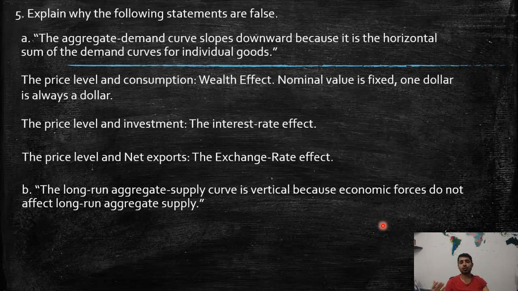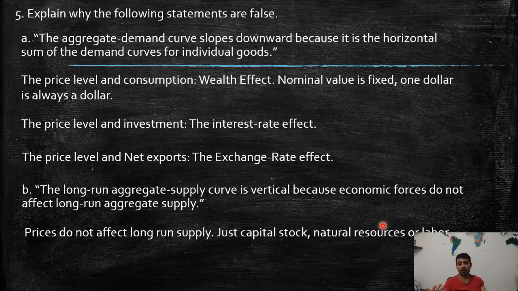B. The long run aggregate supply curve is vertical because economic forces do not affect long run aggregate supply. Well, actually prices do not affect long run supply, which is what we call the neutrality of money and the classical dichotomy. We just say that changes in capital stock, natural resources or labor can provide a different movement of the long run aggregate supply, not the prices.